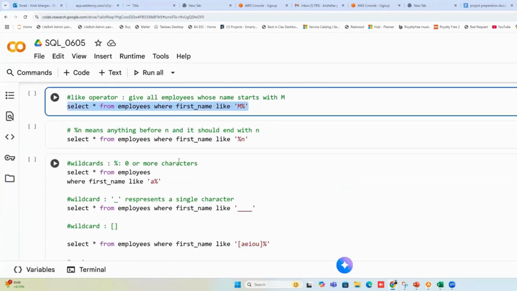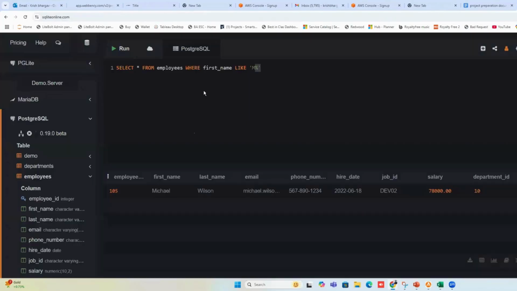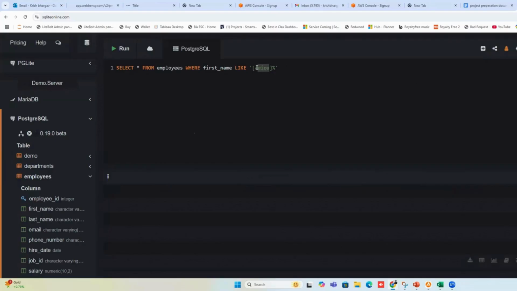All right. So group by means, okay, now let me just finish these wildcards. So wildcard, when you put it in square brackets, what does this mean? Where the name starts with vowels. See, I put that, so I'll get all the names that start with A, B, C. I don't think I have any. M, J. All right.